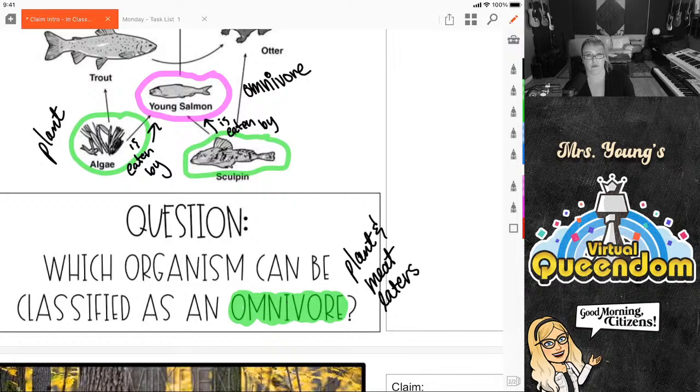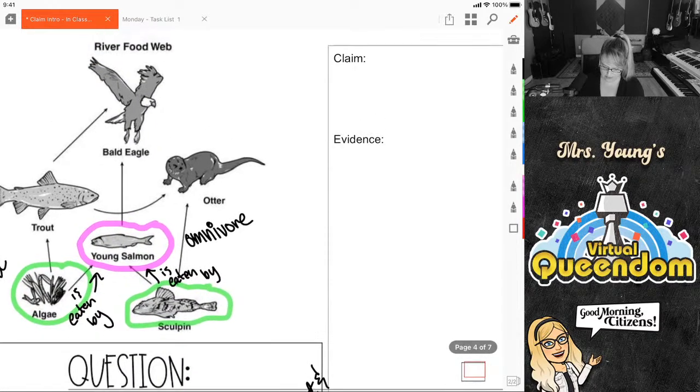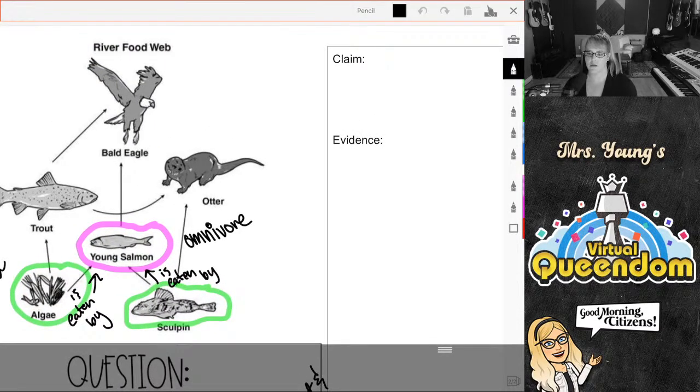And this is going to take practice. This is not something you get overnight perfectly. So I need a claim before I can prove it. So I've got the young salmon as an omnivore because it only eats algae and sculpin. You're getting warmer. Young salmon can only eat plants and animals. That's a statement. Turn it into an arguable claim now, though.